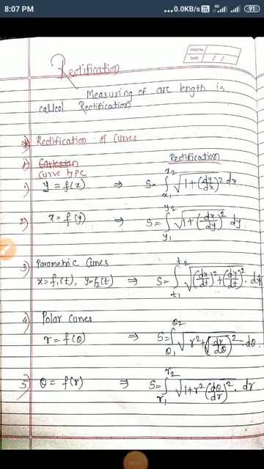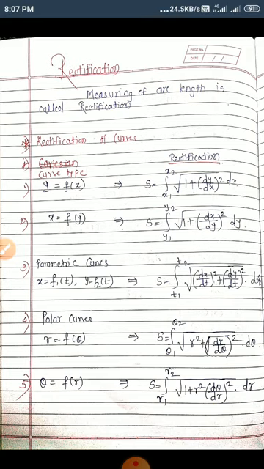Today's topic is rectification. Rectification is nothing but the measuring of arc length, or simply the perimeter between 2 points. So rectification of curves, the formula depends on the type of your function, which is Cartesian, parametric or polar. Now if it is in Cartesian form, y is equal to f(x), then the formula of rectification is the integral from x1 to x2 of root of 1 plus (dy by dx) squared dx.